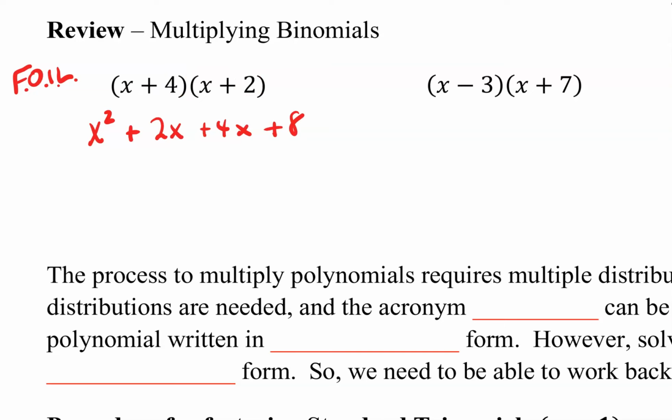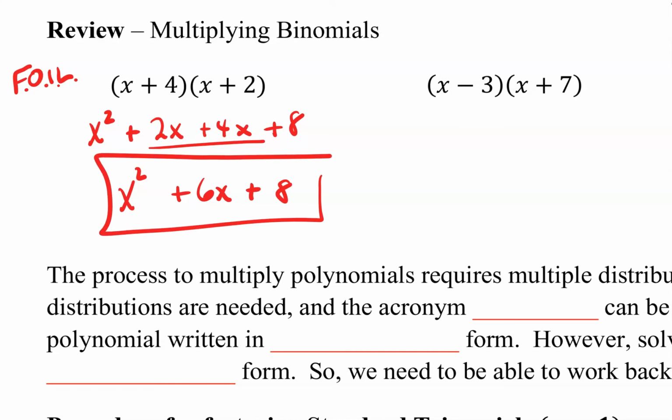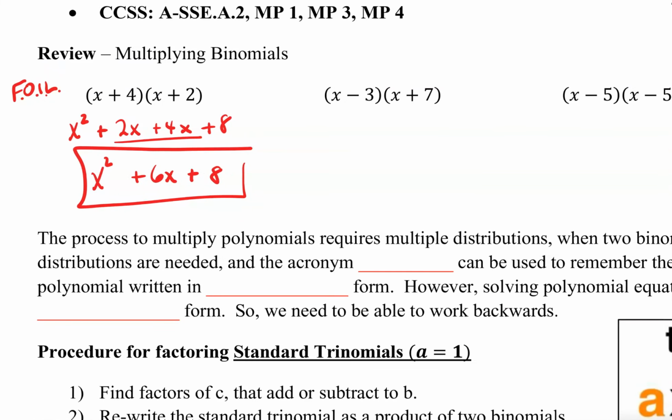So the FOIL acronym provides us 4 terms as a result of this multiplication, and oftentimes these middle two terms will combine together. Not always, but very frequently they do. And in this case they do. So the x squared had nothing to combine with. The 8 had nothing to combine with. But the 2x and 4x add together to make 6x. And here's our result after distributing and multiplying the binomials together.